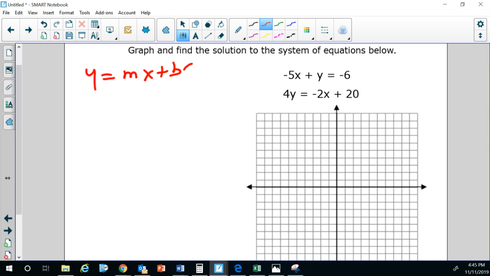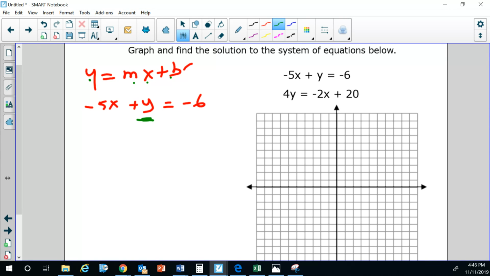So let's look at the first equation. We have minus 5x plus y is equal to negative 6. Now I want to get it into the slope-intercept form. That means I want y by itself. I have y is equal to mx plus b. I want y on the left side. So to do that, I need to move the negative 5x from the left side. And how do I do that? I'm going to add 5x, right?